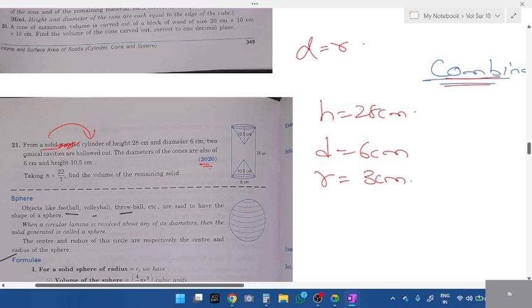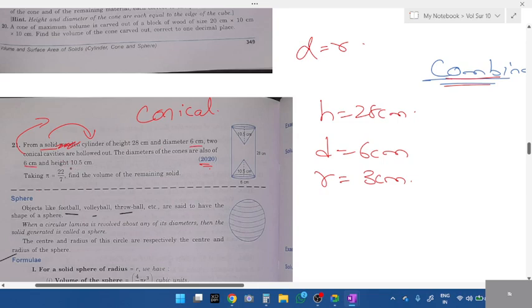Okay. Two conical cavities are followed here. Conical cavity in the sense cone. For the word cone, they'll mention conical. Conical meaning is cone. The diameter of the cones are also 6 centimeters. This is what I told you all. Whether it is diameter of the cylinder or the diameter of the cone, both will be same. Look here, 6 centimeter, 6 centimeter.